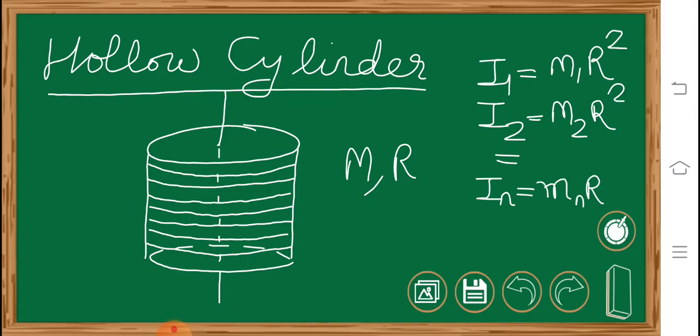will be mnr square. So the total moment of inertia will be sum of all the masses, which is capital M into r square. So we can see that the moment of inertia of the hollow cylinder is the same as the moment of inertia of the ring, because a hollow cylinder can be considered to be composed of many rings.